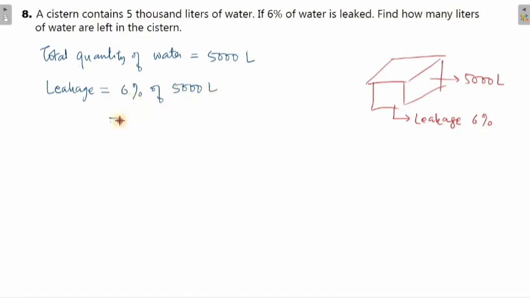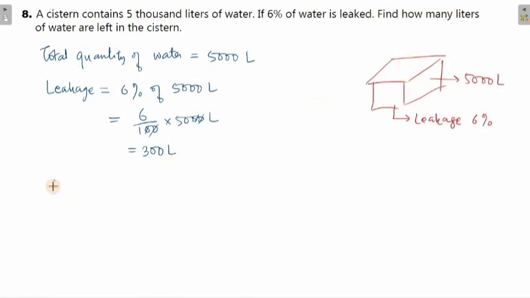So let's see how many liters are getting leaked. So we have 6 by 100 into 5000 liters. So 0, 0, 0, 0 gets cancelled. So you get 50 into 6, which is 300 liters. So 300 liters of water is being leaked from the given cistern.